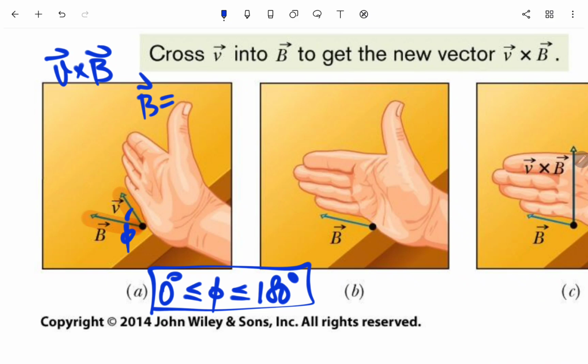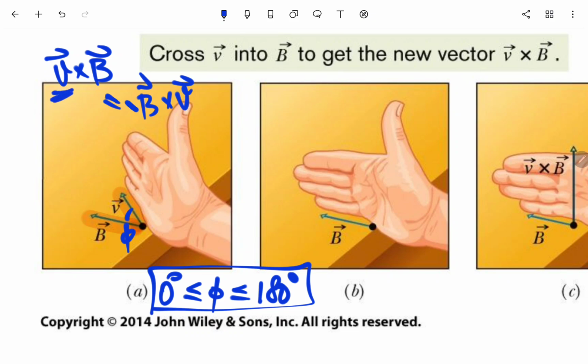Okay, B cross V are not the same. They have a negative sign between them. So the order is important. It's not like A times B equals B times A, which is the commutative law. But for the cross product, if you reverse the order of the cross product, there should be another negative sign. So pay attention to that.